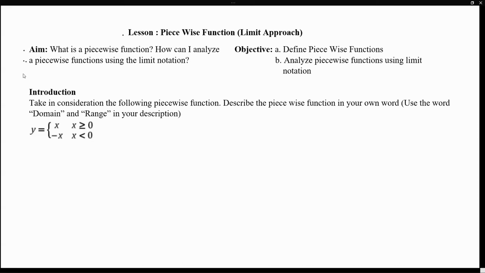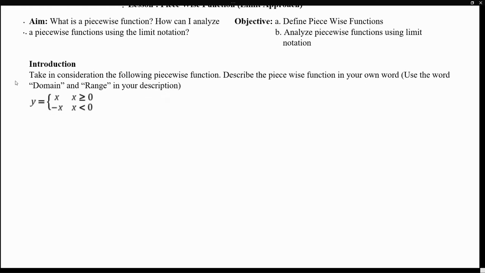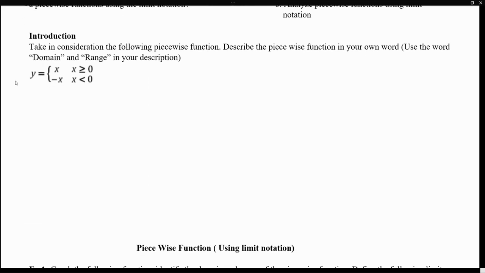Welcome. In this video, we will talk about piecewise functions, and we're going to try to analyze them using limit notation. So now, let's start by taking a look at this small introduction question, which states, let's take into consideration the following piecewise function, and we want to describe the piecewise function in our own words. We would like to use the words domain and range in our description.